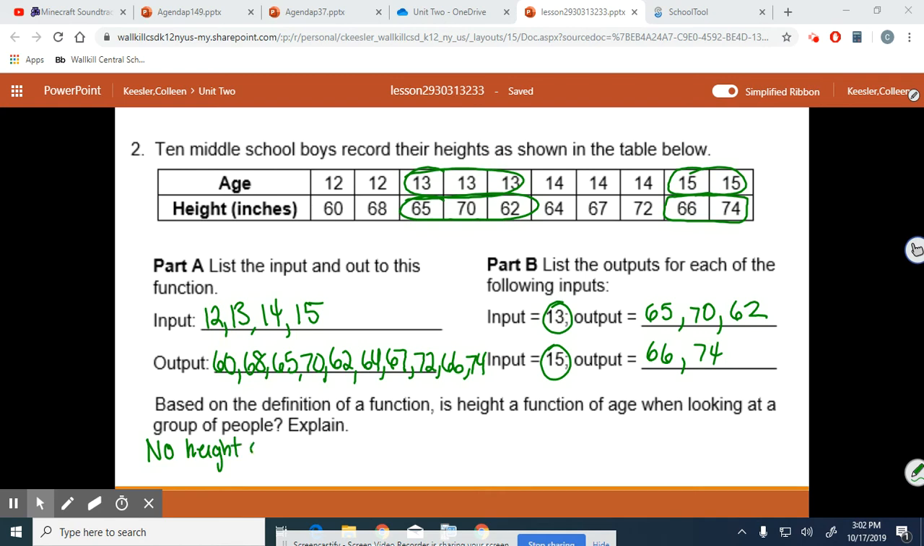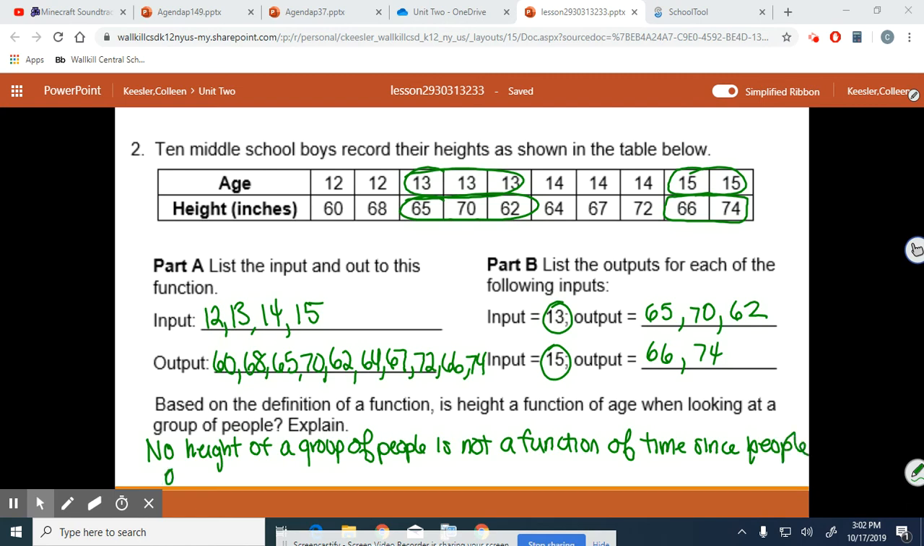Height of a group of people is not a function of age, since people of the same age have different heights. Which is like saying there are inputs that have more than one output, which cannot happen. Okay. I would not be able to plug in an age into an equation and get out a height based on that equation for every single person that exists, because everybody has their own way of growing.